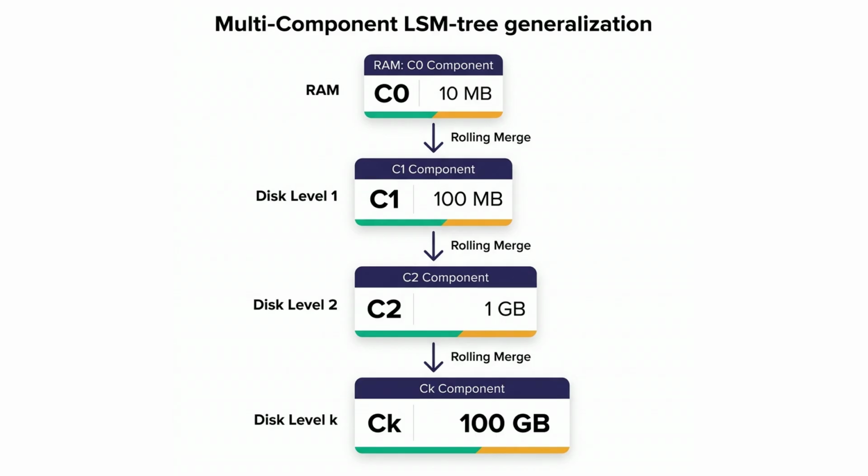It searches C1, then C2. Now, scanning multiple disk files sequentially could get unacceptably slow. So modern implementations heavily utilize something called Bloom filters.